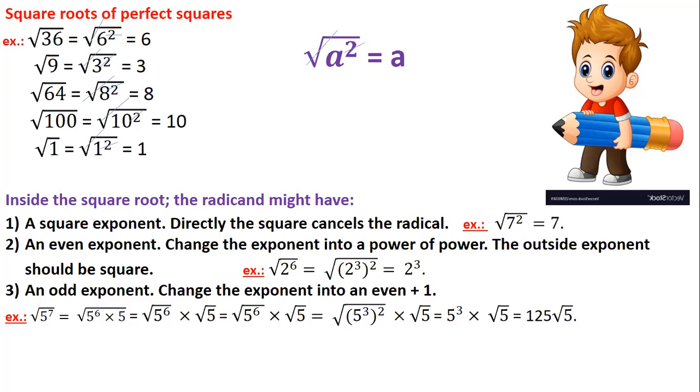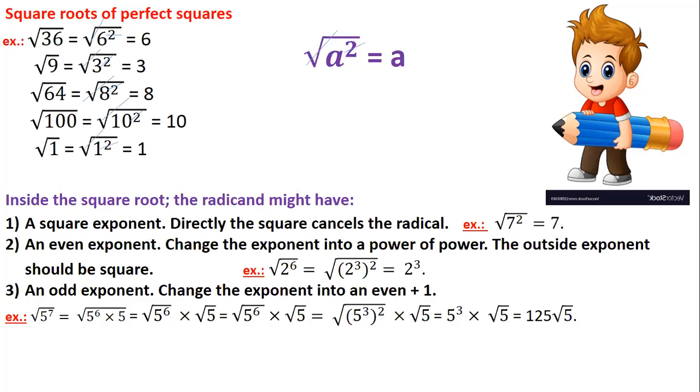So here we change the exponent into a power of a power. The power outside should be square. For example, radical 2 to the power 6. We know that 6 is 3 times 2. So we write it 2 cubed, all of it squared. The square cancels the radical and we get 2 cubed.